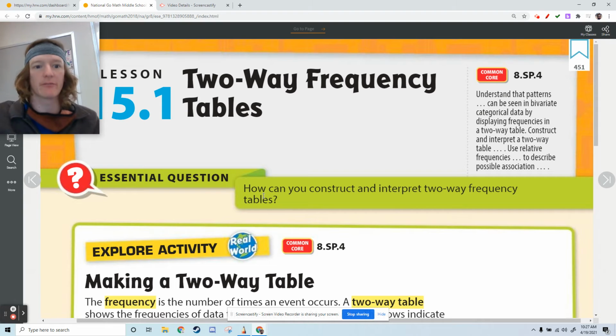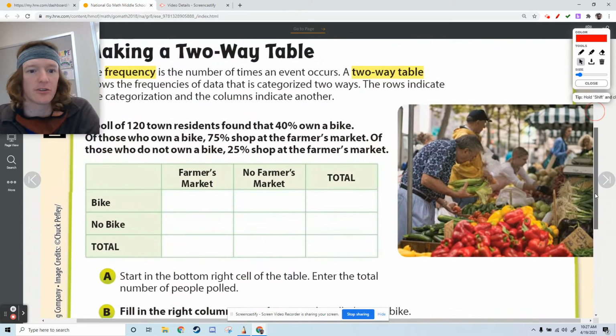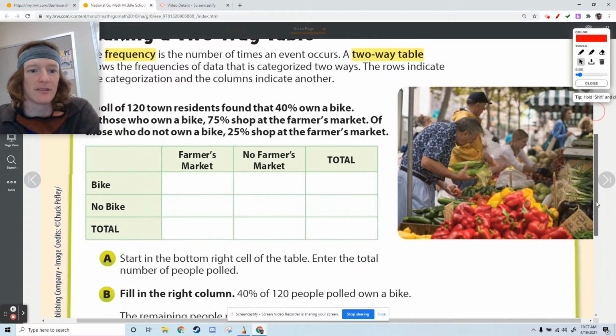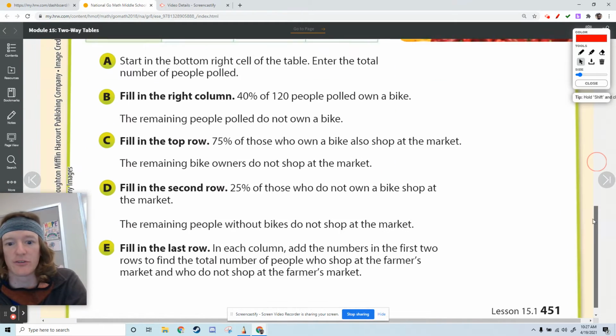This will be a video for 8th grade. We're going to do section 15.1. We're going to analyze two-way frequency tables. So in this lesson, we're going to have tables that show us probability or frequency of things happening. So just checking out this first page here.